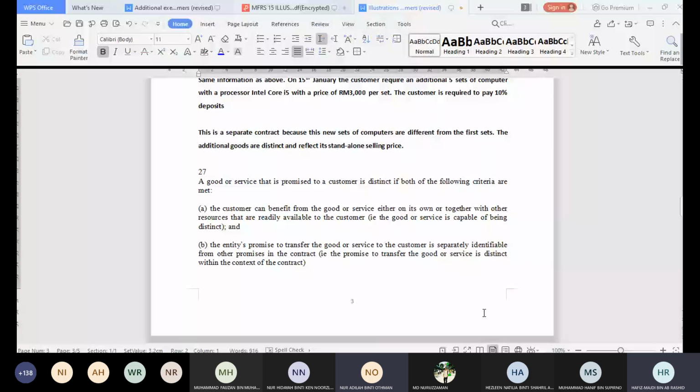Okay. So that is the criteria. When it's sent, it can be used and owned, and from the contract itself, it is clearly separately identified. Separately identified, and then it becomes distinct.